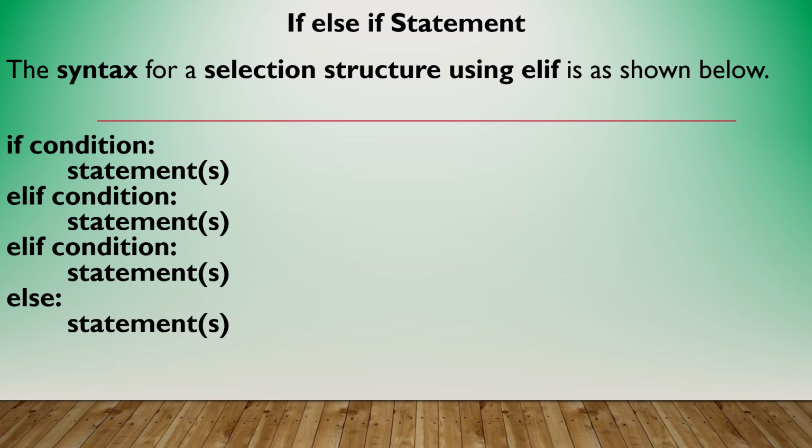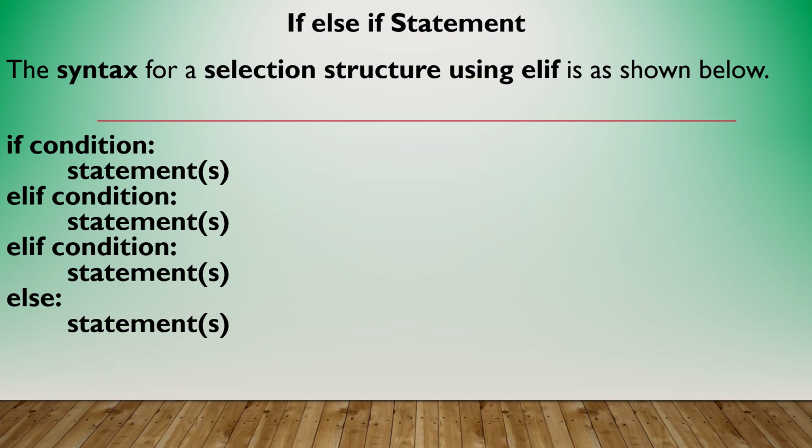The syntax for a selection structure using else-if, elif, is as shown below. if space condition colon, then the statement within a bracket. That means it can be a single statement or a number of statements. Then elif, with no space between them. After that, one single space, condition, colon. Then again a statement or statements, and you can check the indentation, the space you need to give: a tab space after each of the conditions in the next line.